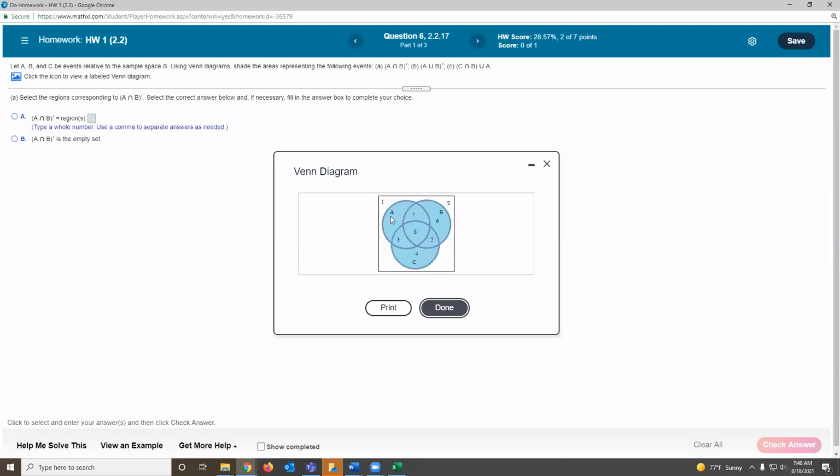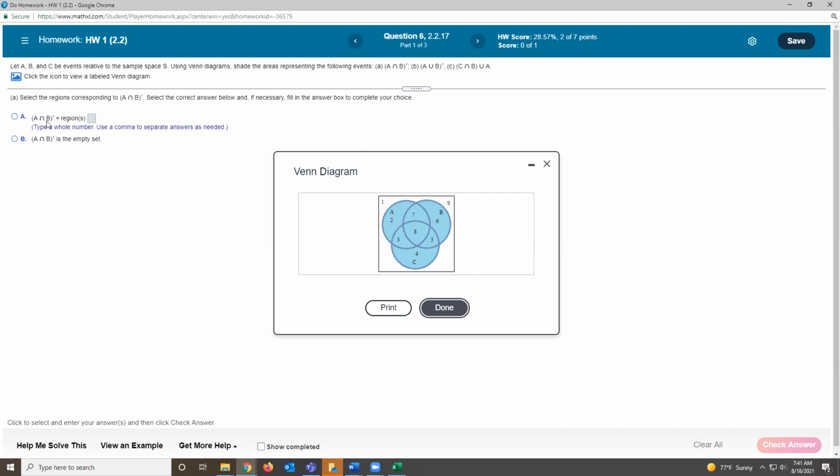So this is not very accurately drawn. The more accurate way to draw it is to write A a little outside this left circle, because A represents all of this left circle. Similarly, B should have been written a little bit outside this right circle. So B represents all of the right circle and C represents all of the bottom circle.